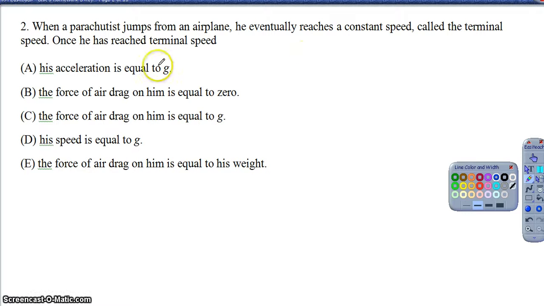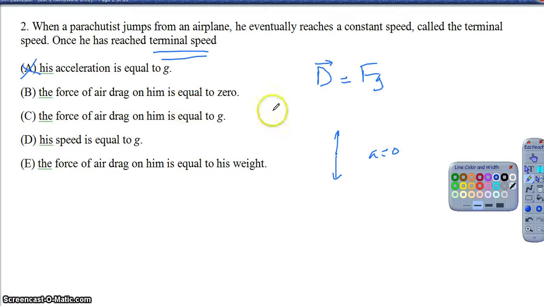Question 2 here, obviously a big concept we dealt with in that last section, but hopefully one that's not too bad, right? Terminal speed, again, the big key here is that terminal speed happens when the drag force is equal and opposite to the force due to gravity. So just make sure you watch out for the distractors in here, right? So it's not necessarily equal to g. His acceleration is not equal to g, because if these two forces were equal and opposite, his acceleration would be 0. So his acceleration is definitely not g.